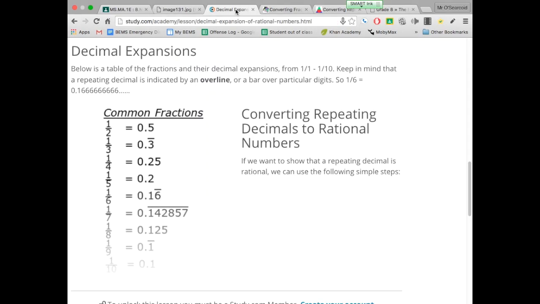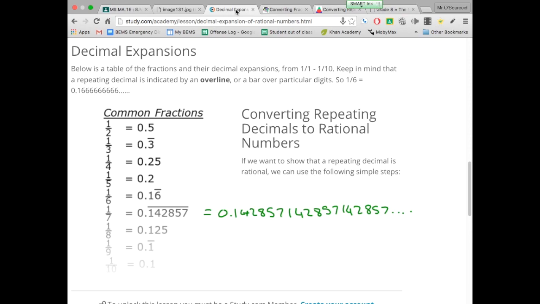Let's take a look at decimal expansions. The decimal expansion, first of all, is all of the numbers that follow the decimal point. When you have a bar over the numbers, that indicates that all of those numbers repeat. 1 over 7 is 0.142857142857142857, and so on, forever, repeating like that all the time.